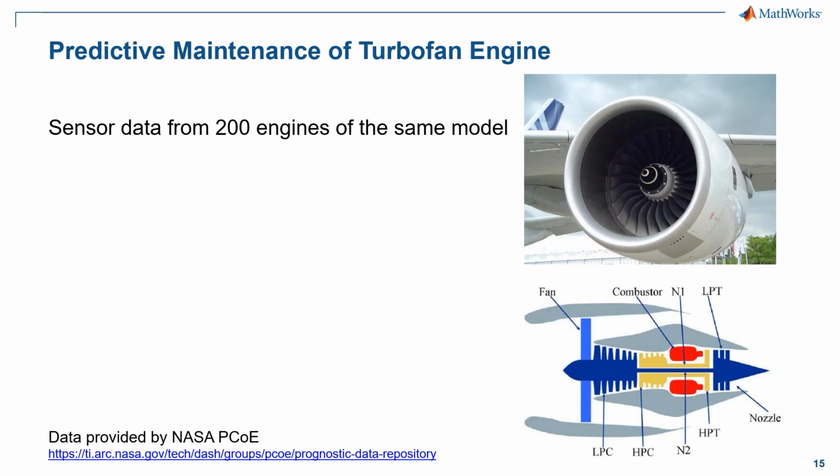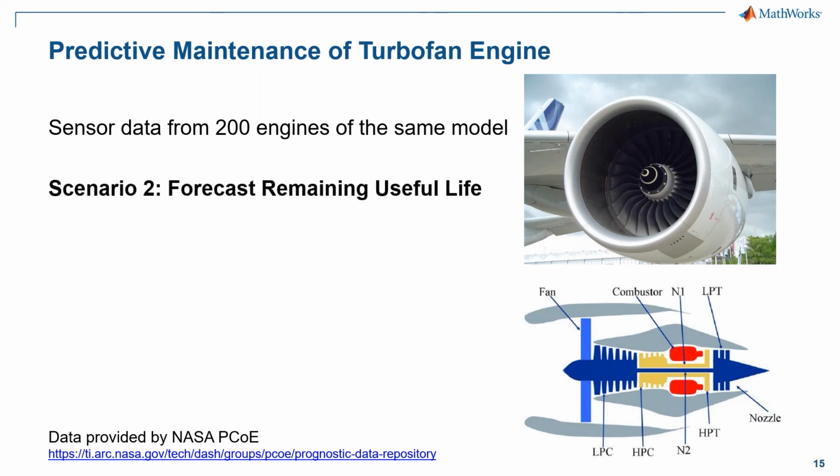Okay, so let us look at our data set again. This is the turbofan engine. We're going to look at it slightly differently this time. We're pulling in another 100 engines, so we're doing 200 engines this time instead of 100. And we're going to be looking to actually build a predictive model. We're going to forecast the remaining useful life of our system.